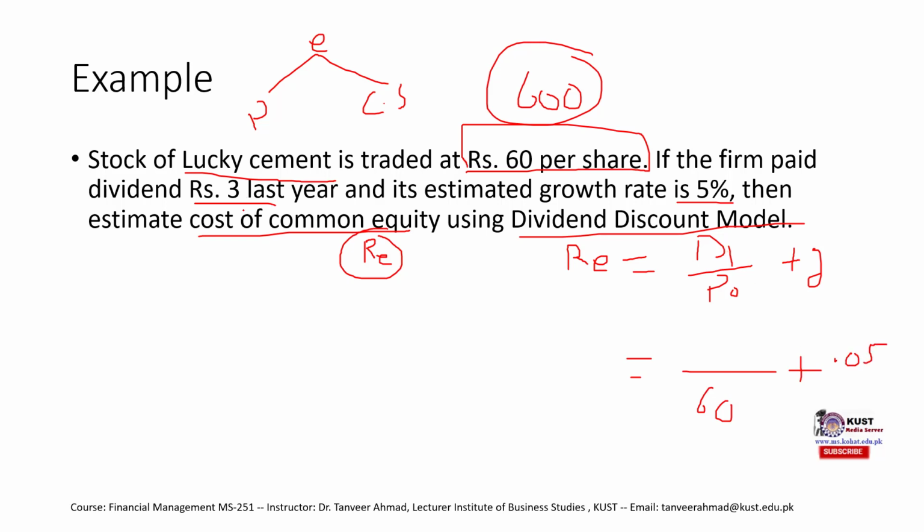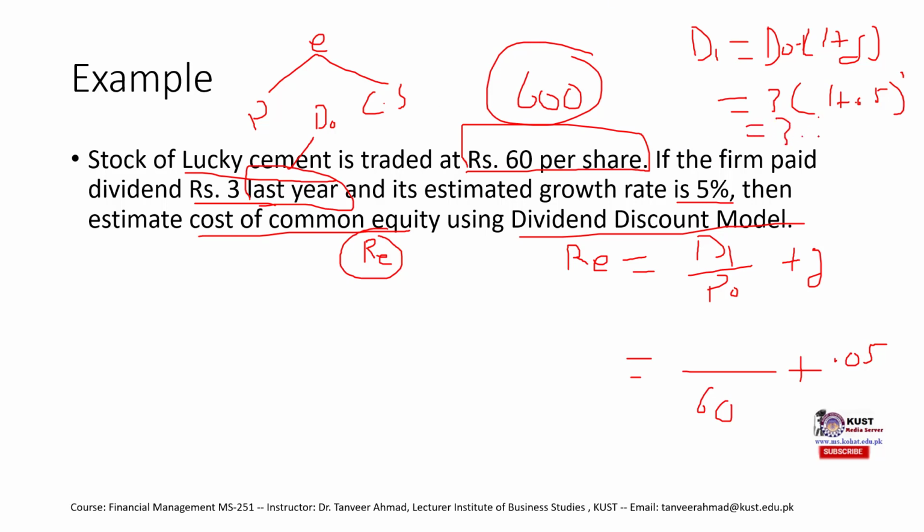But what is D1? We do not know D1, because D1 is the expected dividend, the dividend of the next time period. But in this example, we had only been given the dividend of last year. So this 3 is not D1, rather it is D naught. But we know D1 is equal to D naught into 1 plus G raised to power 1. So we can use 3 into 1 plus 0.05 raised to power 1, and this would give us D1. So D1 would be equal to 3.15.